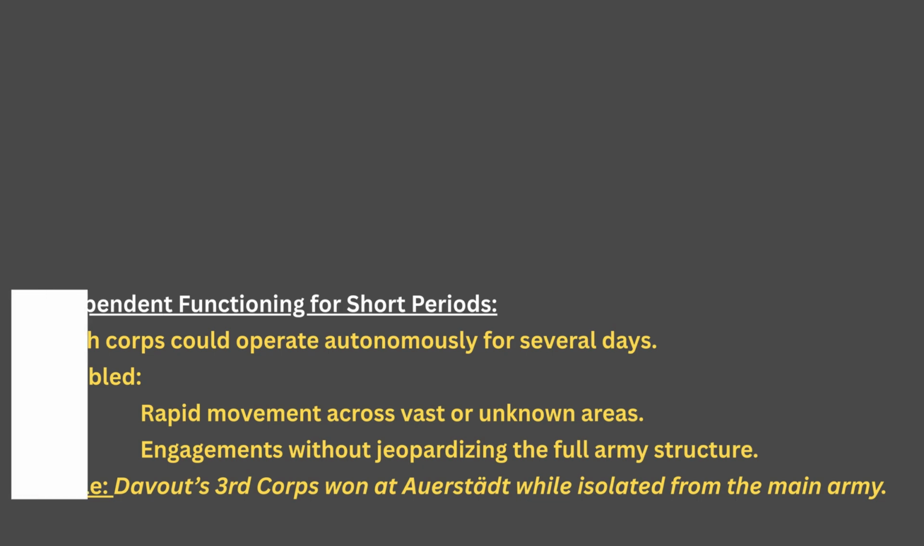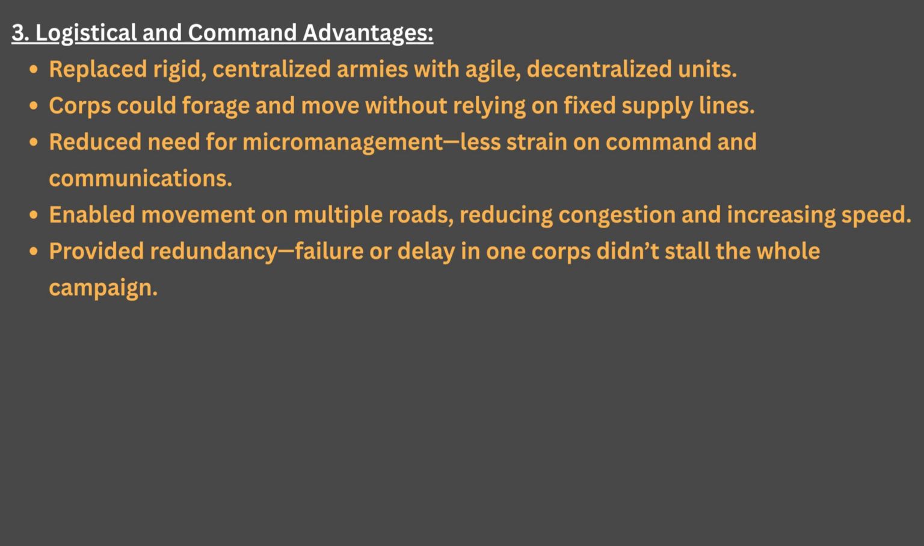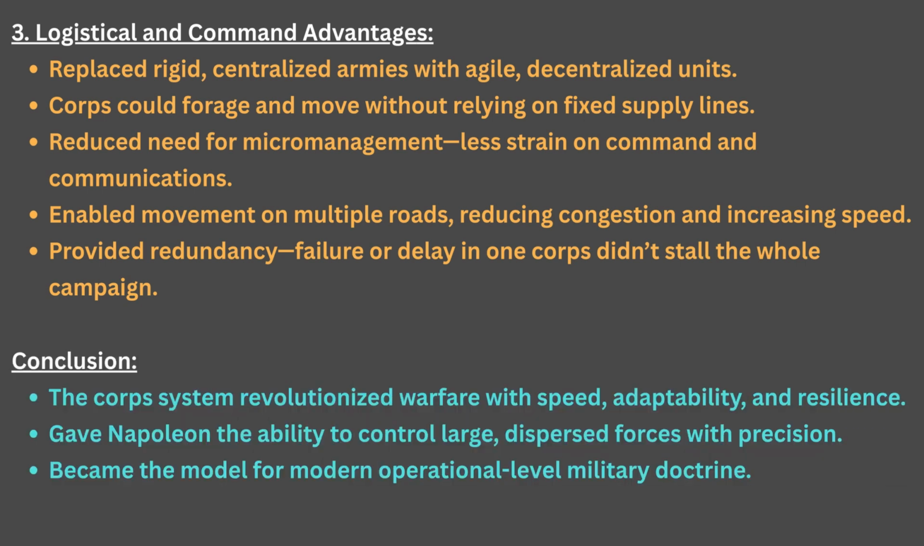3. Logistical and command advantages. Before Napoleon, armies were centralized, rigid, and difficult to move. The corps system changed that completely. Corps could forage, march, and fight without fixed supply lines. No need for Napoleon to micromanage every move. Less pressure on communication systems. They could use multiple roads, reducing congestion and speeding up the campaign. And if one corps failed or was delayed, it didn't cripple the entire army. In short, the system brought agility, redundancy, and resilience, all critical for high-tempo operations.